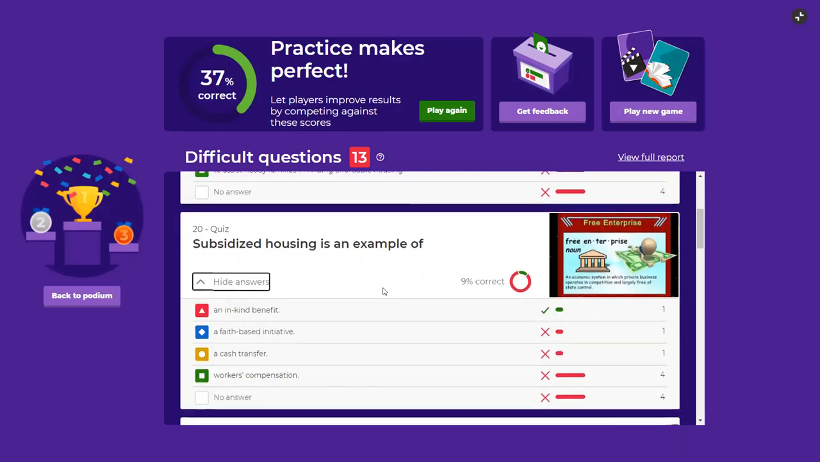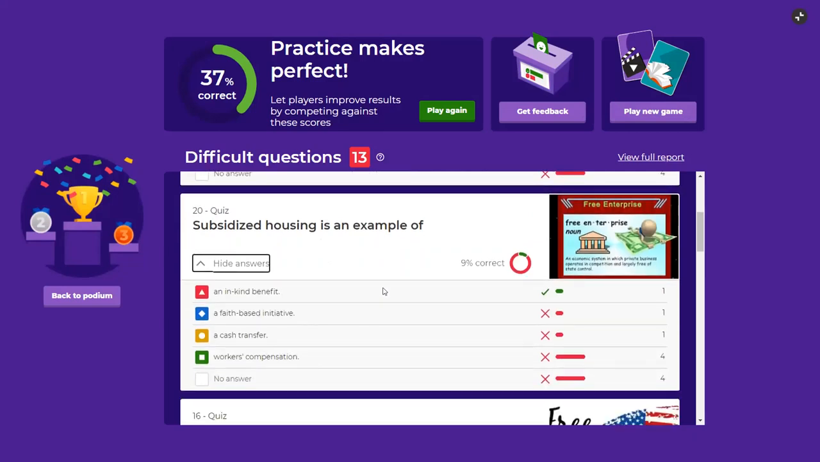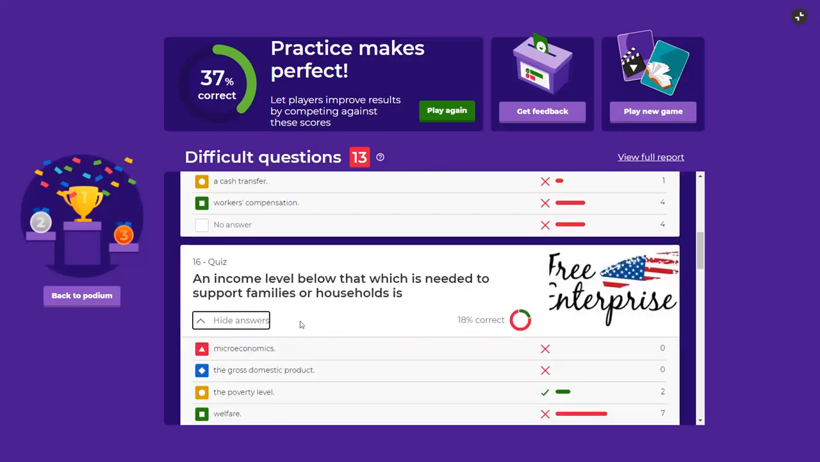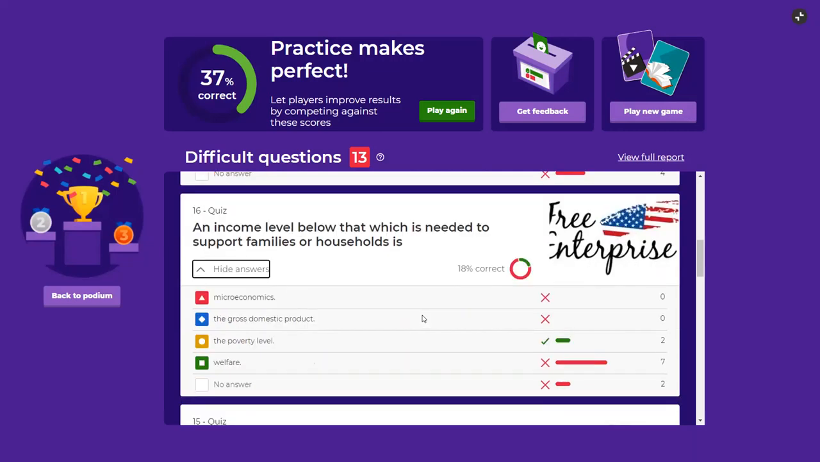Subsidized housing is an in-kind benefit. So it is not a direct payment of cash. There's two types of welfare. Direct payment of cash, where they give you the cash and you decide what to do with the money, or they give you an in-kind benefit, which is a reduction in the price or a benefit.